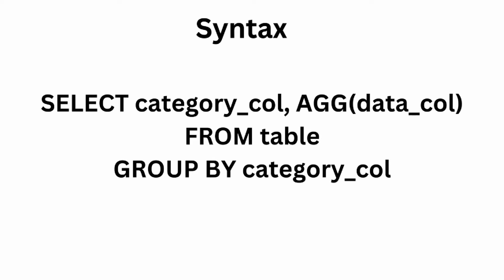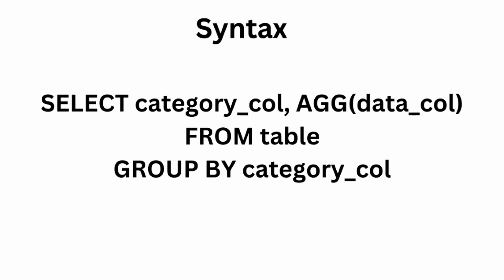So the most basic group by call looks like this. We select some sort of category column, or something we've deemed to be categorical, and then we choose to perform some aggregate function on the data column. So AGG here is just a placeholder for some aggregate function on some data column. We select it from the table, and then immediately after that, we call group by that category column.